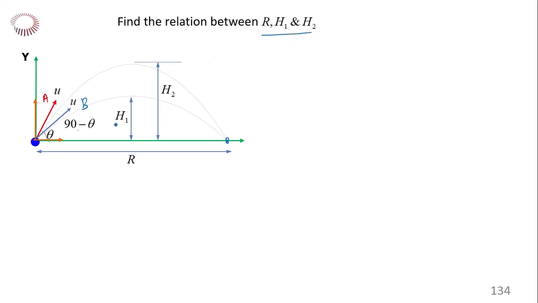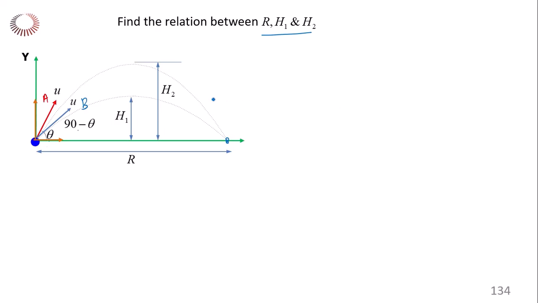H1 is the maximum height attained by the first particle, and H2 is the maximum height attained by the second particle. Both of these, H1 and H2, will be different. Why? Because they are thrown at different angles. Now we have to write the relation between R, H1 and H2.